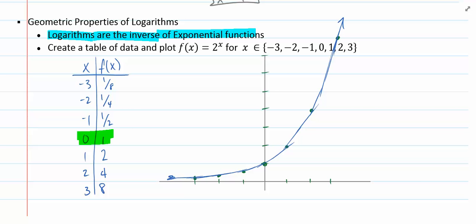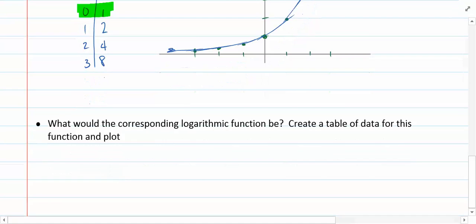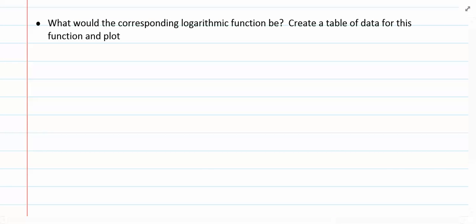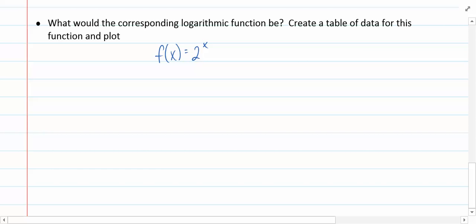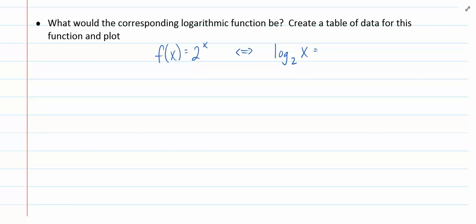And next we want to take a look at what happens to the graph for its logarithmic function. So let's consider what the corresponding logarithmic function would be and create a table of data for this function and plot it. So again, we would start with f of x is equal to 2 to the x power. We can rewrite this. We can recreate a logarithmic equation. So logarithm base 2 of x is equal to y, or f of x, I suppose we should use, since we're working with function notation.